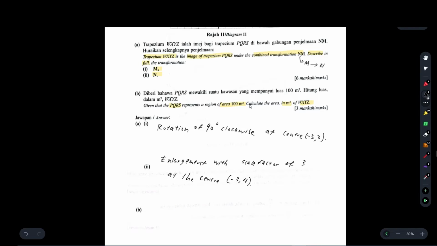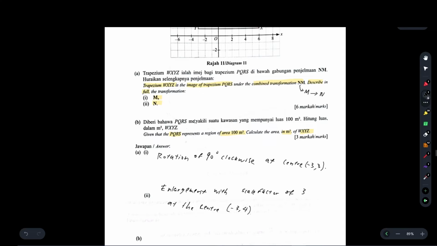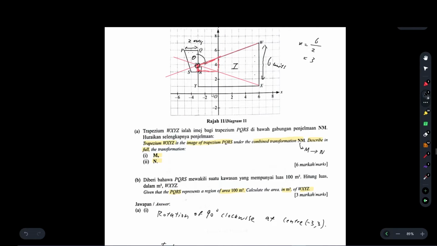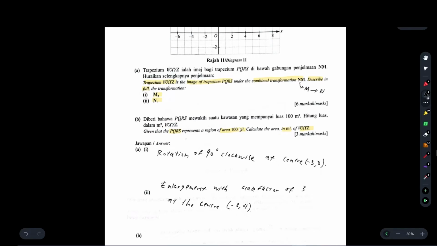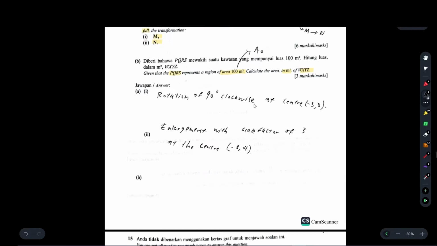Okay, actually before that, we're going to mention PQRS. PQRS is our object, right? So PQRS represents a region of area 100 meters squared. That means this is the area of the object, and I'm going to write AO. Now we're going to find the AI, which is the area of the image.